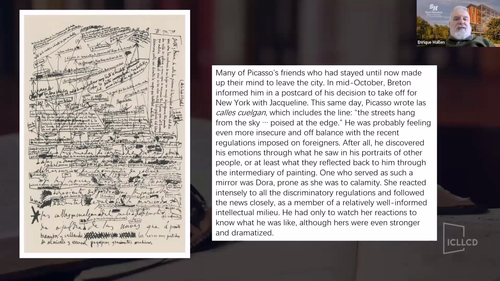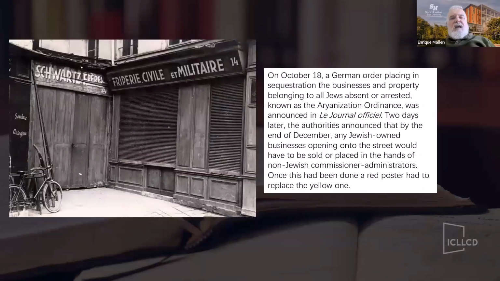On October 18th, a German order placing a sequestration of businesses and property belonging to all Jews absent or arrested, known as the Aryanization Ordinance, was announced in Le Journal Officiel. 2 days later, the authorities announced that by the end of December, any Jewish-owned businesses opening onto the streets would have to be sold or placed in the hands of non-Jewish commissioner administrators. Once this had been done, a red poster had to replace the yellow one.